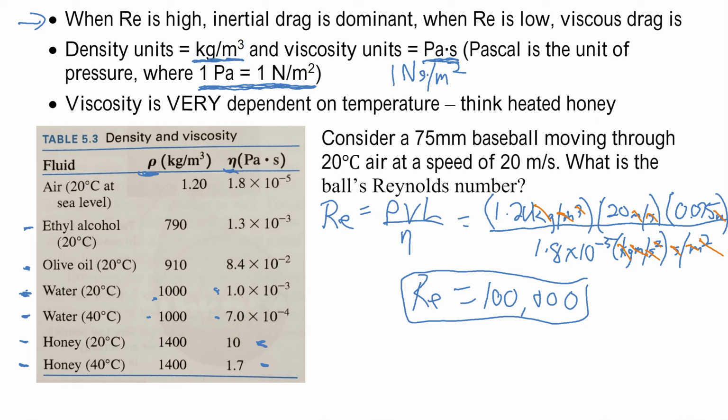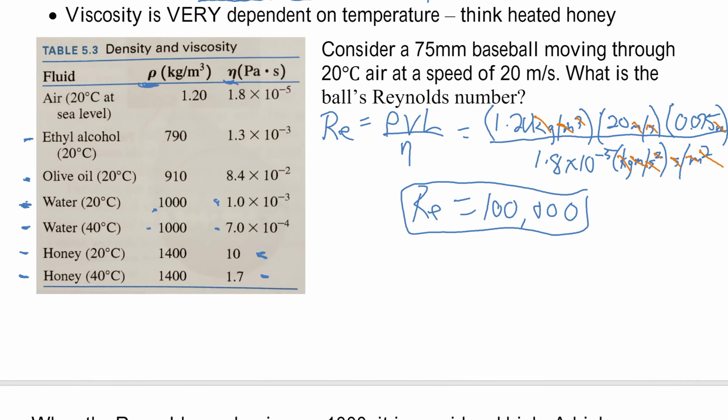A high number for a Reynolds number means what? That the inertial drag was... Yeah. So it means the inertial drag is dominant, which means this ball, as it moves through the air, is pushing the air out of the way rather than the air holding the ball back. And does that physically make sense? Yes. Yes, of course. Okay. So that makes sense. The answer makes sense.